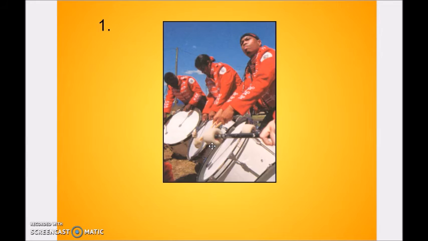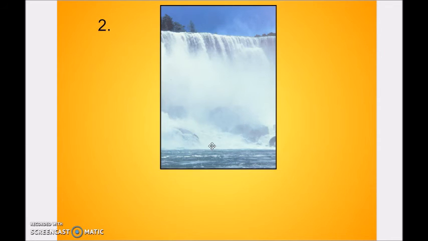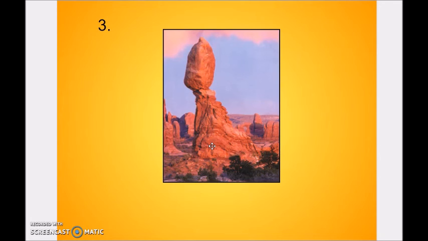Alright, next one, number 2. Okay, this water that is falling off of this waterfall, what kind of energy is that? Don't say hydropower because it's not turning a generator. What kind of energy did this water have because it was at the top of the waterfall before it fell? Okay. Alright, number 3, this rock. It's just barely holding on up here at the top of this little mesa. What kind of energy does that have because of where it is, way up above the ground? Okay, think about that.